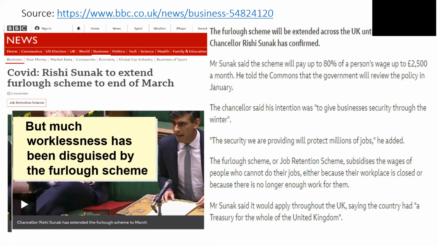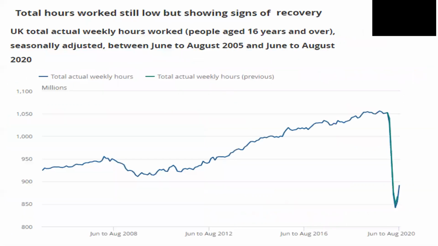So there'll be quite a lot of people who are not actually working, but they're being counted as working because their jobs are being protected by the furlough scheme. So the furlough scheme, or the job retention scheme, means the government will pay 80% of someone's wages up to £2,500 a month. And that's designed to keep people in their jobs so that when the economy opens up again, these jobs are still there and they've not disappeared.